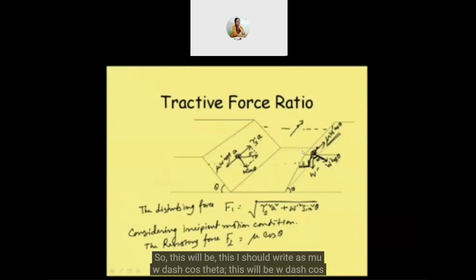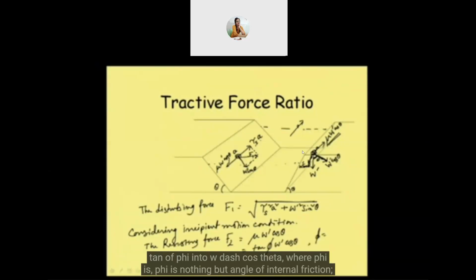This will be W dash cos theta. And this mu we can write, as I have explained, is equal to tan of phi into W dash cos theta, where phi is nothing but the angle of internal friction.